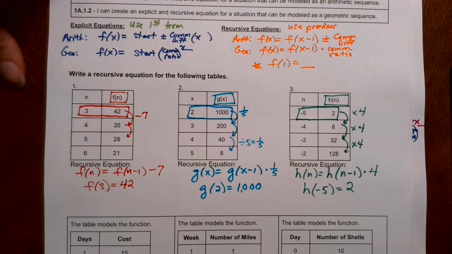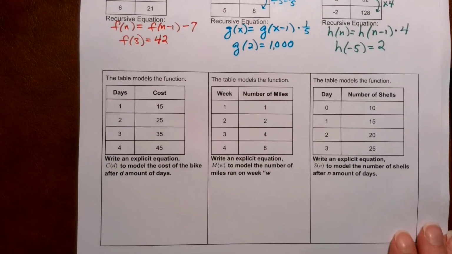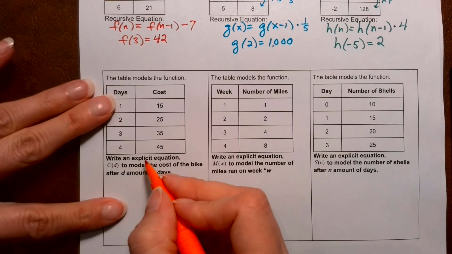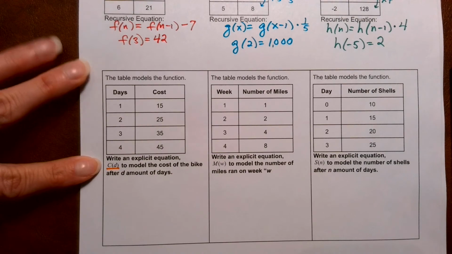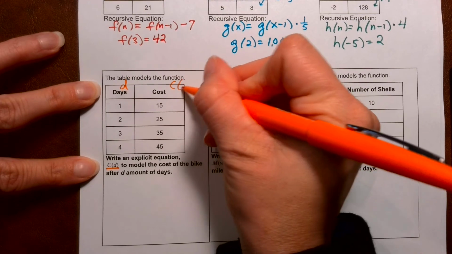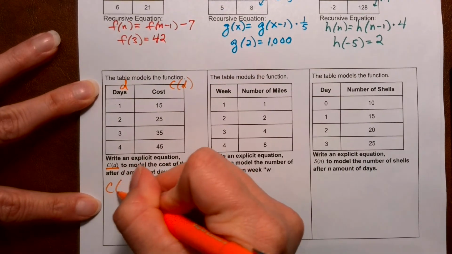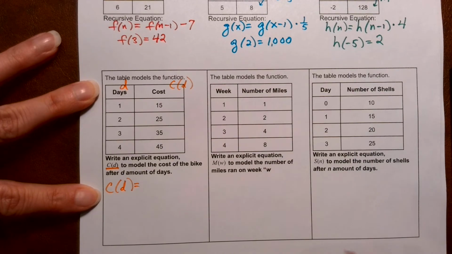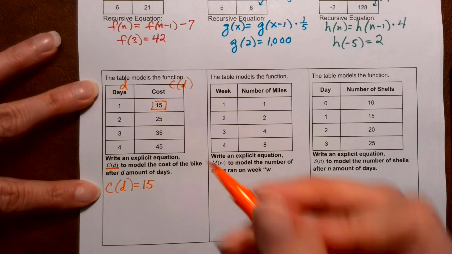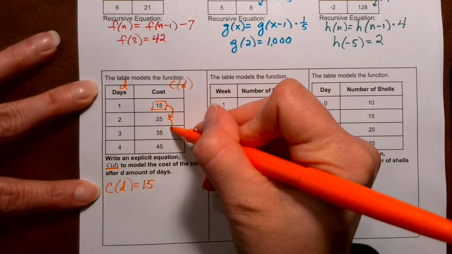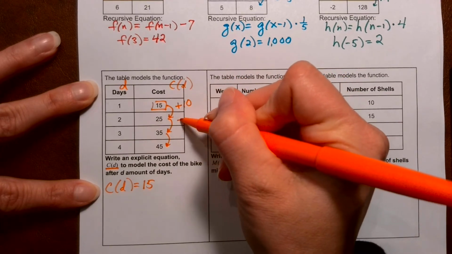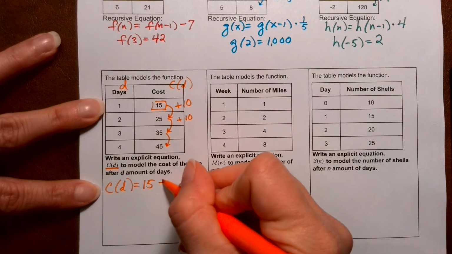Okay, let's talk about explicit equations. Explicit equations are equations that can help you find any term using a pattern. And they tell us here to write the equation C of D. That makes sense because D could be the input variable and the cost would be C of D. So for the C of D equation, we're going to start with the starting value, which is 15. Now what's happening to the table? It looks like it's going up. The pattern here is add 10 each time.